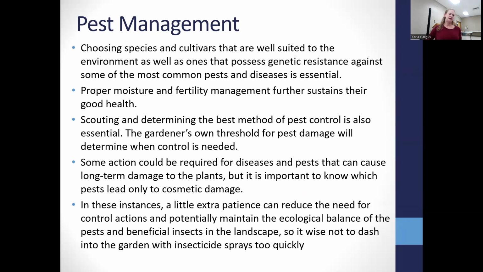Pest management: choose species and cultivars that are well suited to this growing environment, our climate zone. You also want to look into the ones that have genetic resistance against some of the common pests and diseases. And some of them have genetic resistance to drought, or drought tolerance. So proper moisture and fertility management is going to sustain good health.